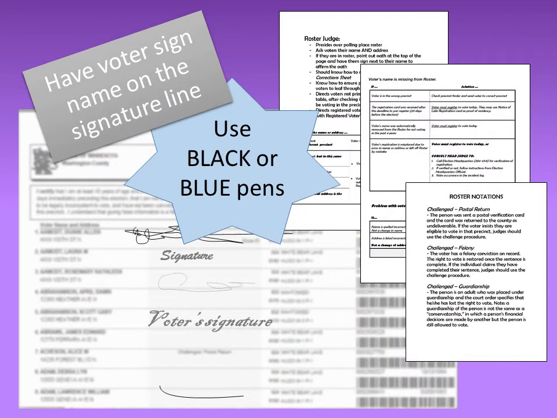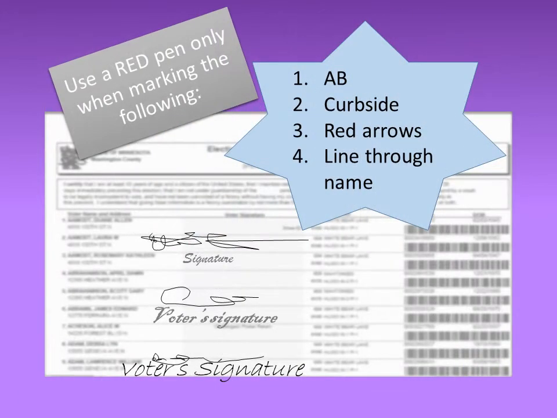The voter should sign their signature line using a black or blue pen. A roster judge can use a signature guide on the roster page to show a voter where to sign. Election judges should use a red pen if they need to make any of these notations on the roster signature lines: AB for absentee ballot, curbside, directional arrows, and crossing out a voter's signature if a voter signed on the wrong line.